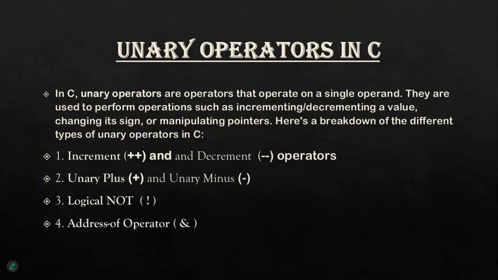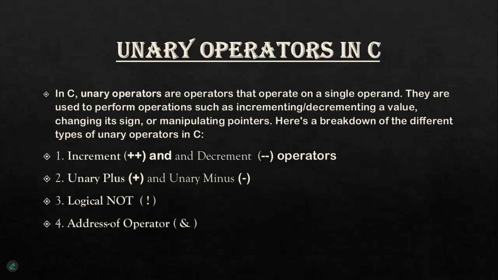Here's the breakdown of different types of unary operators. At first, there are increment and decrement operators. Second, unary plus and unary minus. Third, logical not. And fourth, the address of operator. In increment and decrement operators, there are pre-increment and post-increment, and in decrement operators, there are pre-decrement and post-decrement.